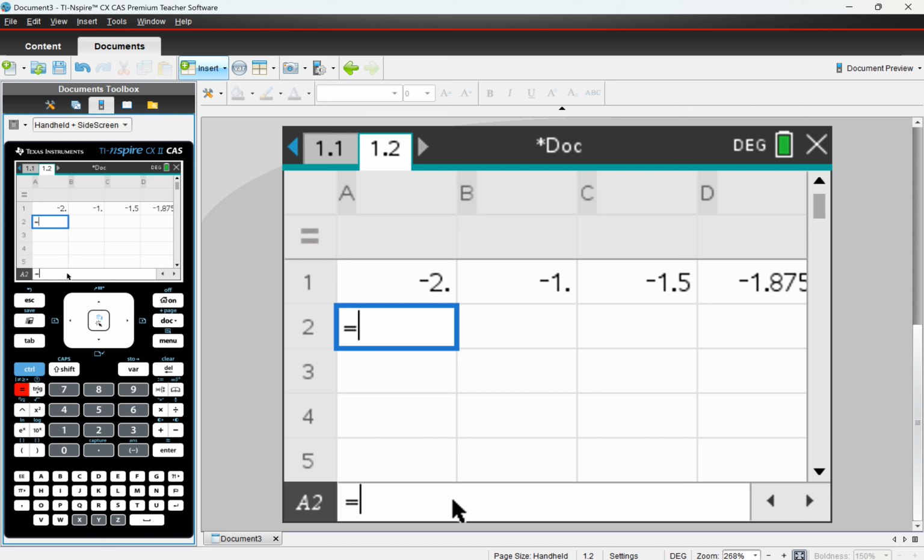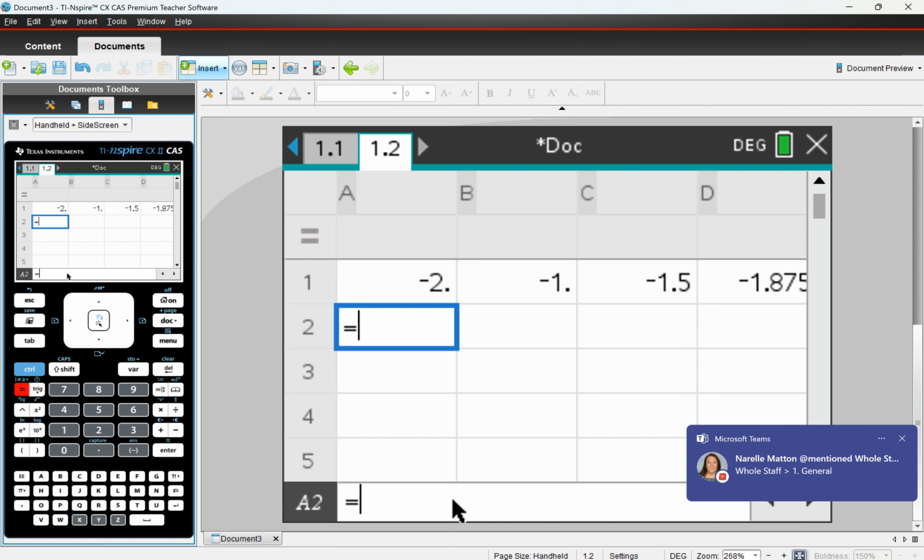Since this is negative, that's a better value than -2. So instead of using negative 2, we're going to replace it with negative 1.5. But that's us thinking about it. Can we program the calculator to do thinking for us?